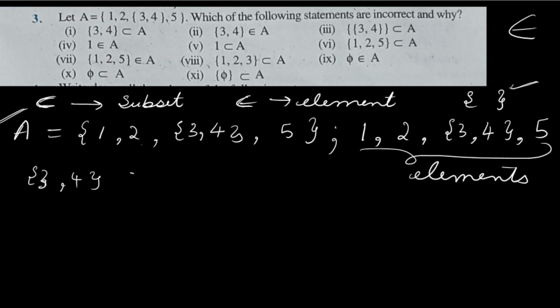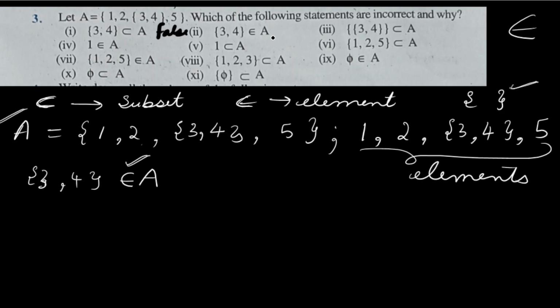So element I have to write it as belongs to. This is a very important thing. Whenever we are writing an element, it should be written with this symbol. So it should be given to us that {3, 4} belongs to A. So that means first one is incorrect because it should be written this way. It should not be written with the subset symbol. So this is incorrect. I will be just writing it as false.